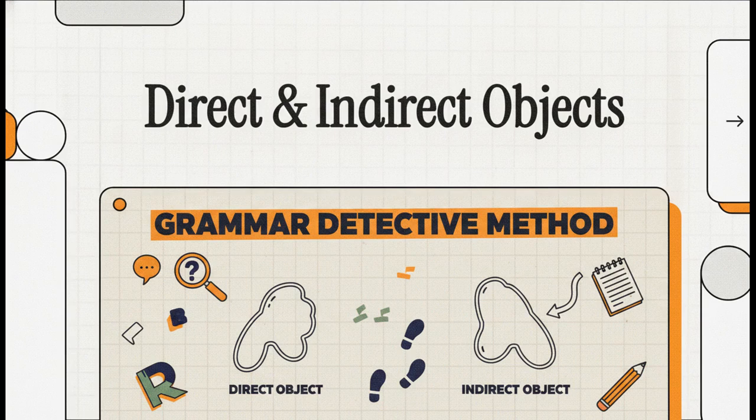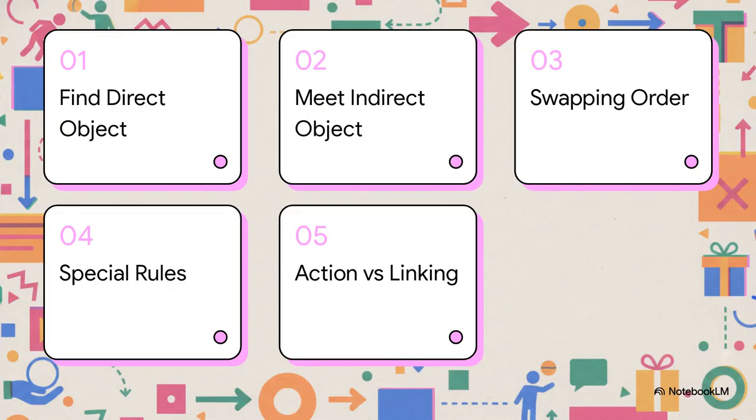Welcome to this explainer. Ever look at an English sentence and think, man, this is just a confusing jumble of words? You're definitely not alone. But today, we're going to look at sentences as crime scenes, well, grammar scenes, where every single word has a highly specific role to play. By the end of our time together, you'll be able to quickly identify the key players, the direct and indirect objects. Here's our docket for today.